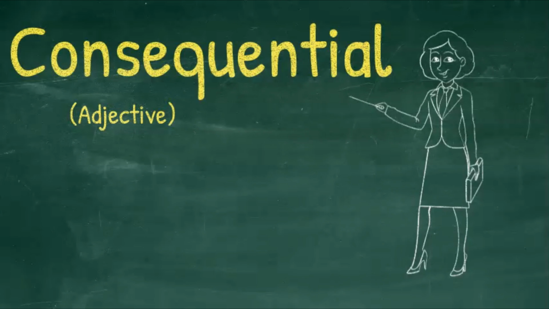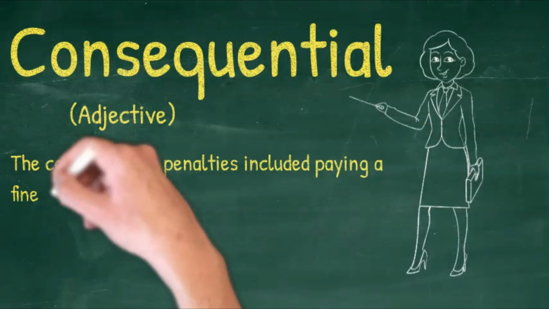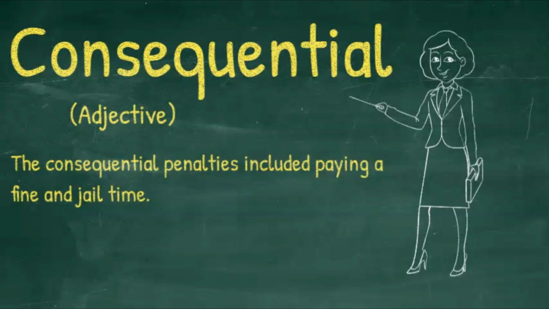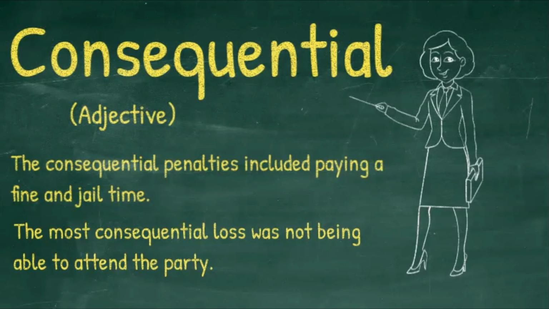Consequential is the adjective form. The consequential penalties included paying a fine and jail time. Now this means the resulting penalties. Here's another sentence. The most consequential loss was not being able to attend the party.